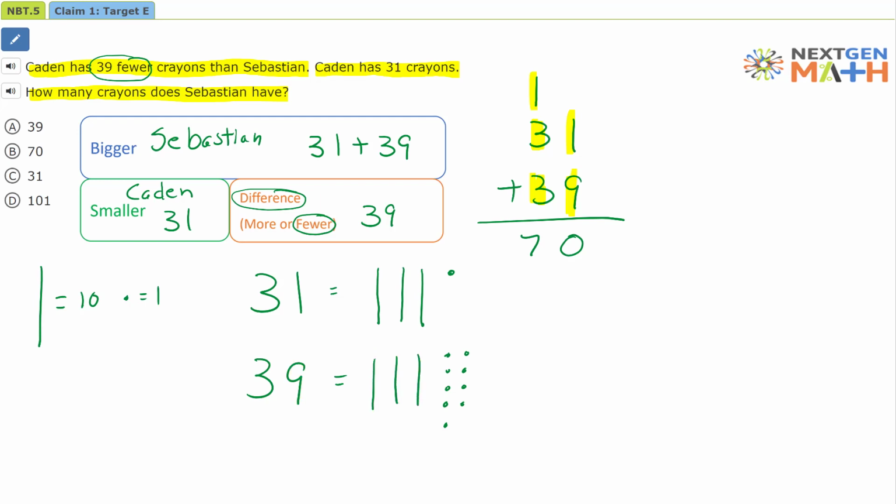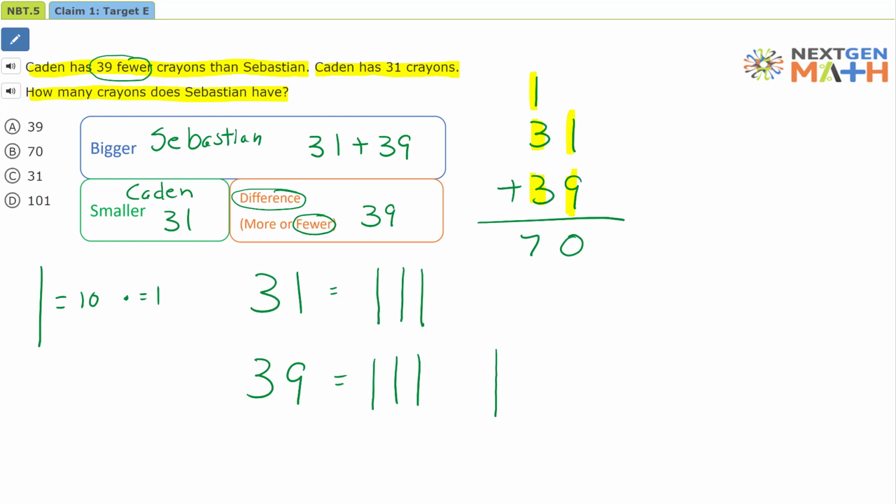So now let's add. We're going to add our ones. We have 1, 2, 3, 4, 5, 6, 7, 8, 9, 10. That makes 10 ones. 10 ones is the same thing as another rod. So we're going to change those 10 ones into this rod right here. Now we're just going to remove these because those became that rod. So those 10 ones became that rod.